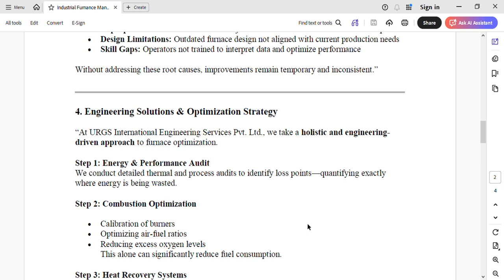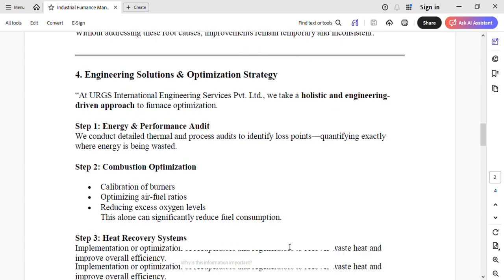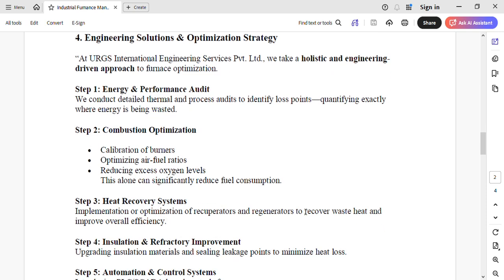Then engineering solutions and optimization strategy. At URGS International Engineering Services Private Limited, we take a holistic and engineering driven approach to furnace optimization. Step 1, energy and performance audit. We conduct detailed thermal process audits to identify loss points, quantify exactly where energy is wasted. Step 2 is combustion optimization, calibration of burners, optimizing airflow ratios, reducing excess oxygen levels. This alone can significantly reduce fuel consumption.